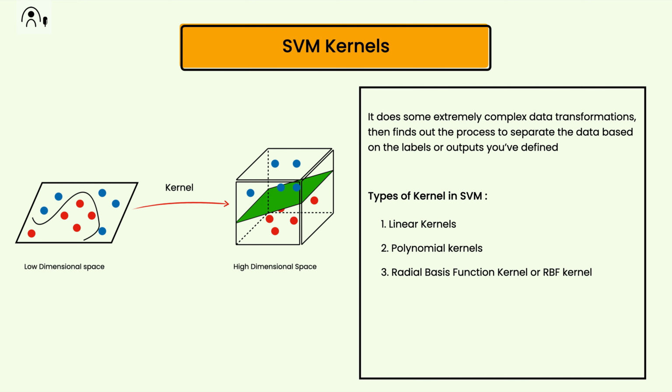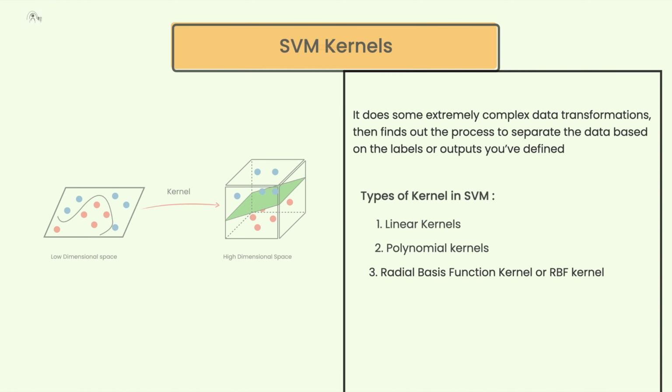Radial basis function kernel or RBF kernel. It is commonly used in SVM classification. It can map the space in infinite dimensions. That is the advantage we have with RBF kernel.